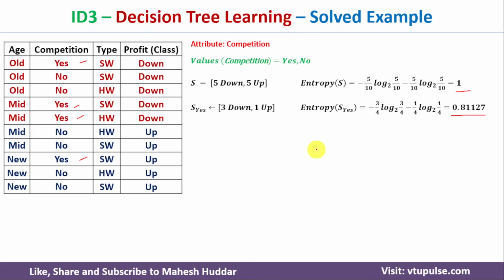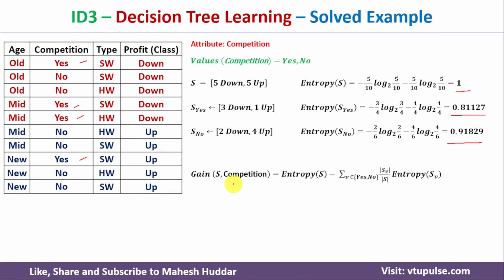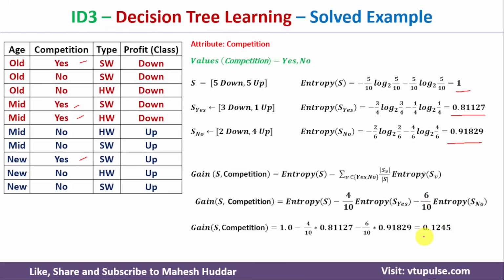Similarly, we need to find the entropy for the attribute value no. We will get the value as 0.91829. Once you find the entropy for all the attribute values, next we need to find the information gain. So we'll get the information gain for the attribute computation is equal to 0.1245.